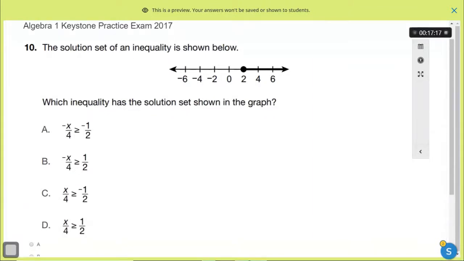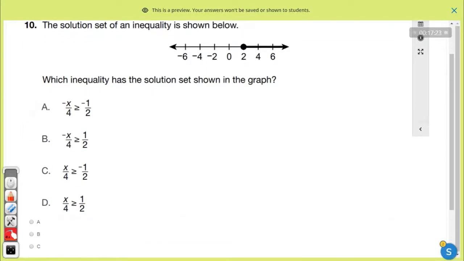Next question. We're continuing to look at inequalities, but this time we're just looking at a standard inequality. The solution set of an inequality is shown below. Which inequality has the solution set shown on the graph? This is just a tricky way of getting you to do 4 inequality problems all at the same time.